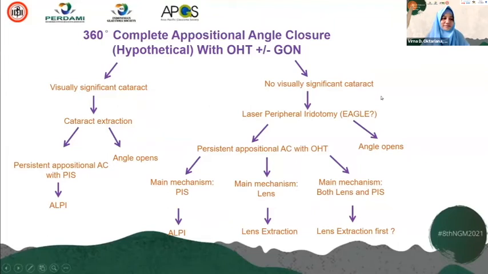On the other hand, if there is no visually significant cataract, then we may consider, first of all, a laser peripheral iridotomy. If there is still persistent appositional angle closure with ocular hypertension after the laser peripheral iridotomy, then we would have to decide whether plateau iris syndrome or the lens is the main mechanism leading to angle closure. If it is plateau iris syndrome, we may consider argon laser peripheral iridoplasty, whereas if it is the lens, then we may consider lens extraction.